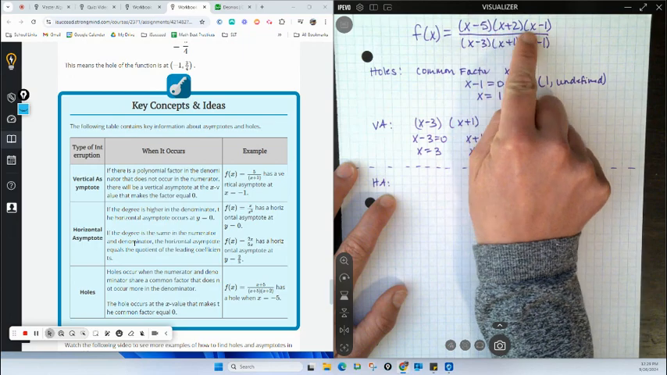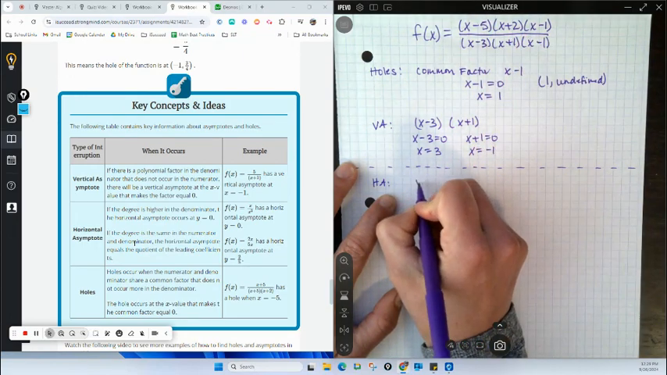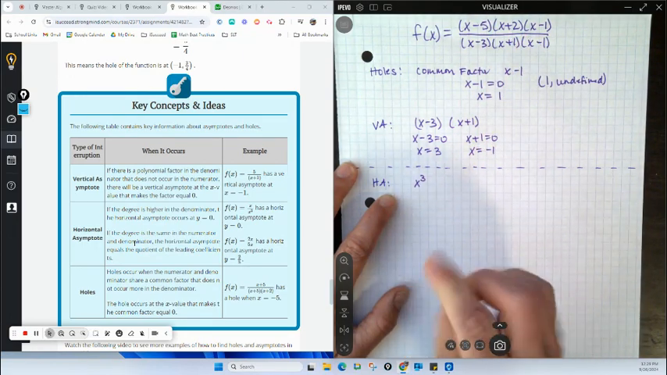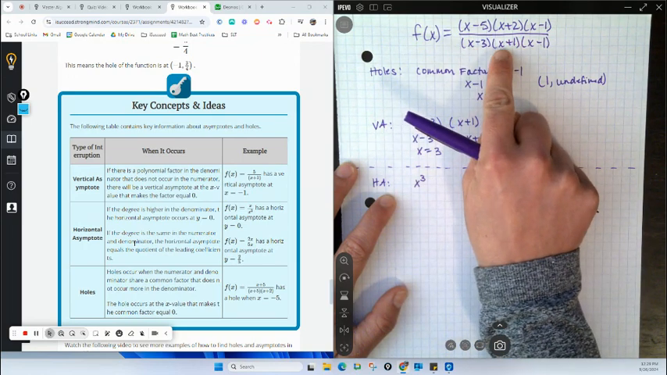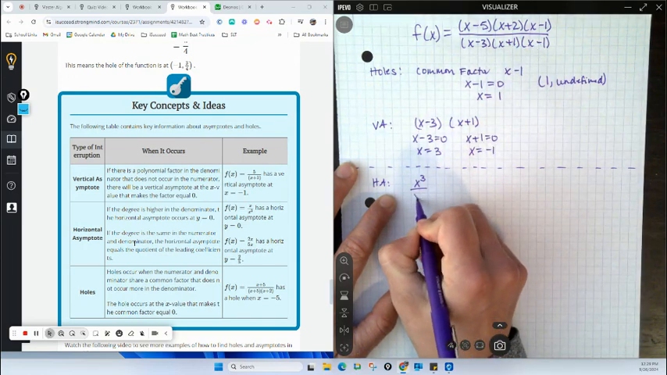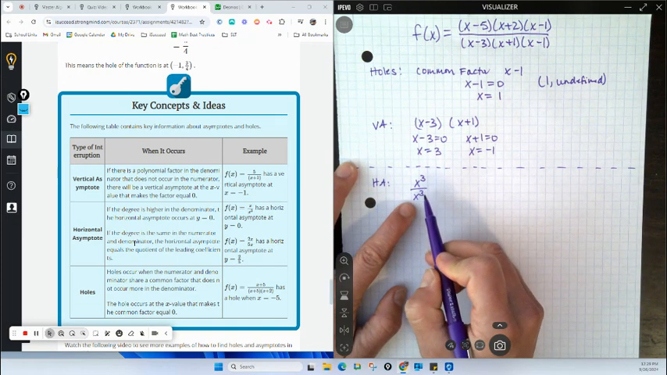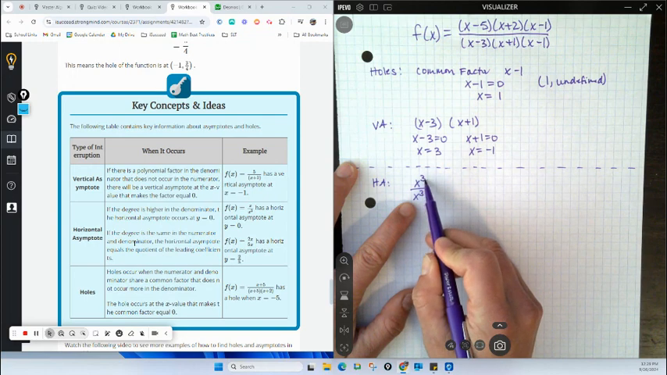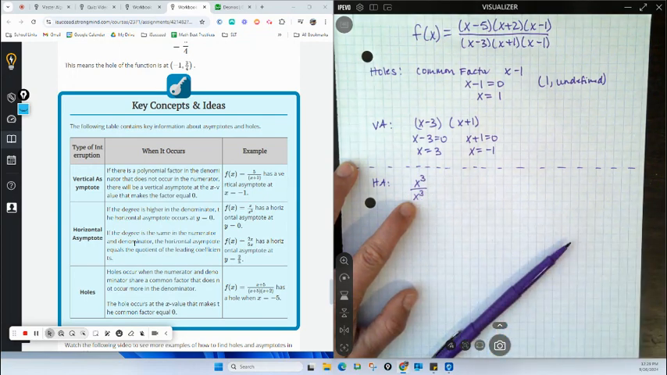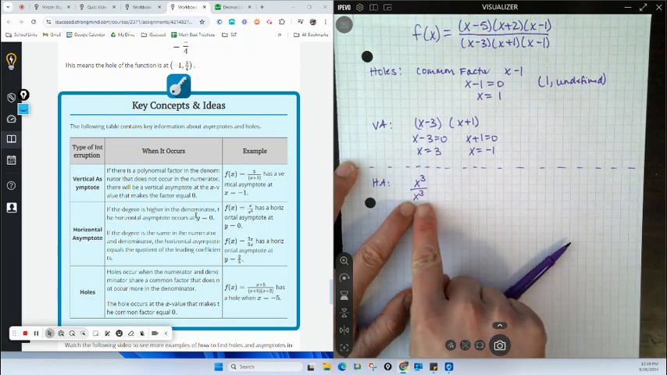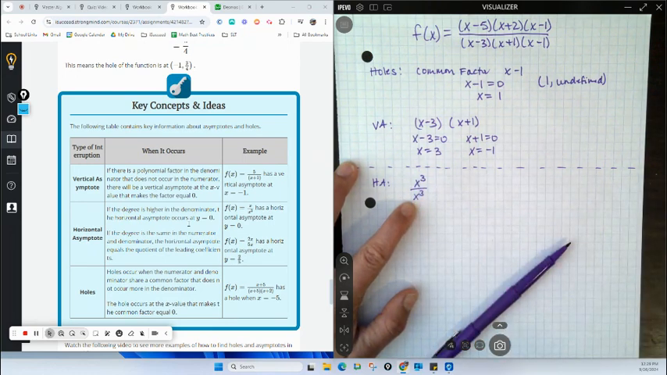x times x times x, I would have an x cubed in the numerator, and then x times x times x, I would have an x cubed in the denominator. So hopefully you're able to identify how we found that the degree is 3 in both the numerator and the denominator. And this is actually referring to our second one. The first one says the degree is higher in the denominator. That is not the case. We have the same degree. So here we're choosing the second option for our horizontal asymptote.